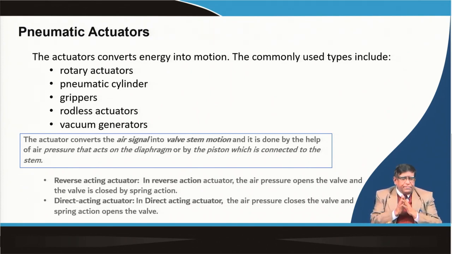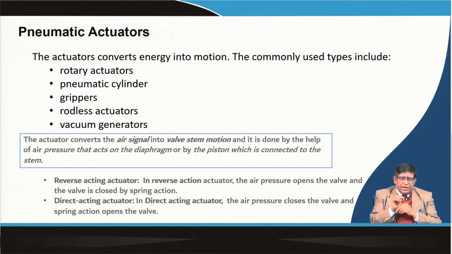So, basically the actuator converts the air signal into valve stem motion, and it is done with the help of air pressure that acts on the diaphragm or on a piston which is connected to the stem. Basically, it is just a transfer of energy from the fluid to a mechanical component. And then there is also a reverse acting actuator, where the air pressure opens the valve and the valve is closed by spring action.